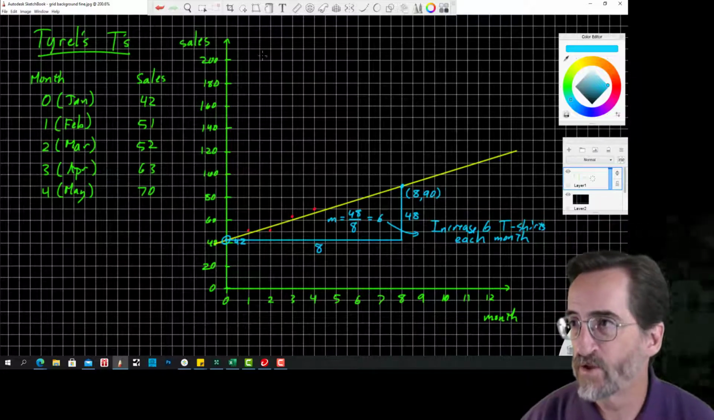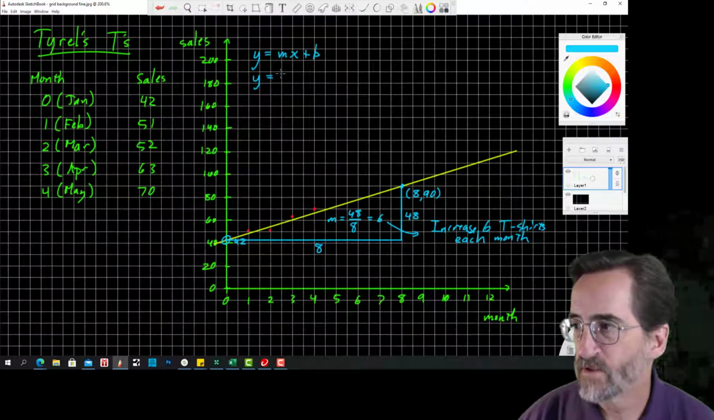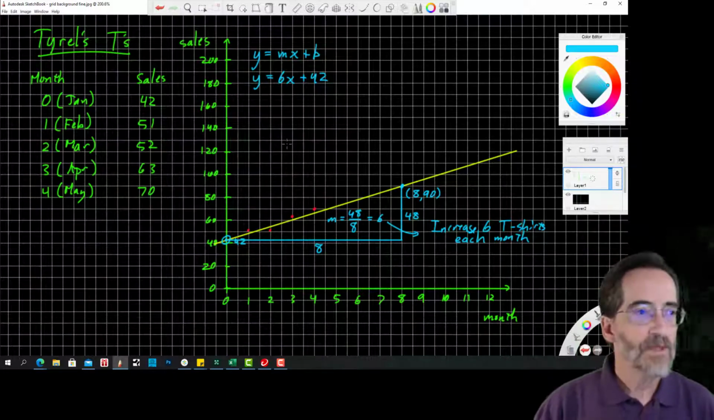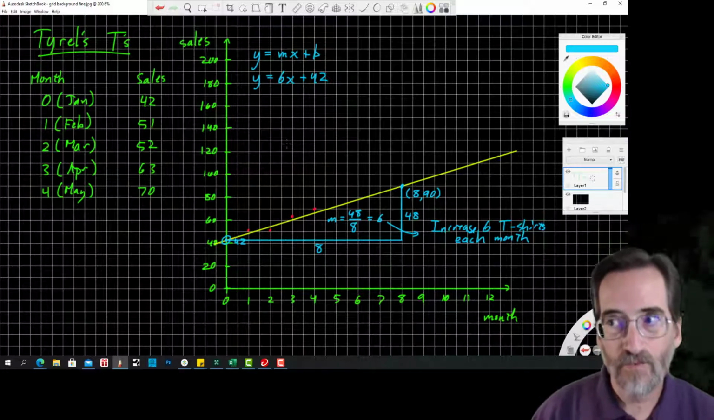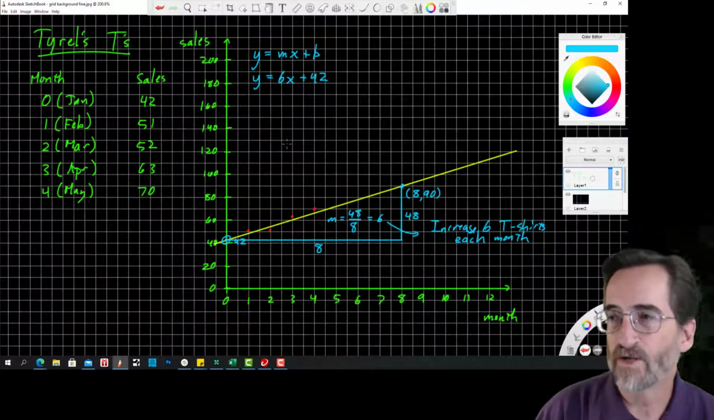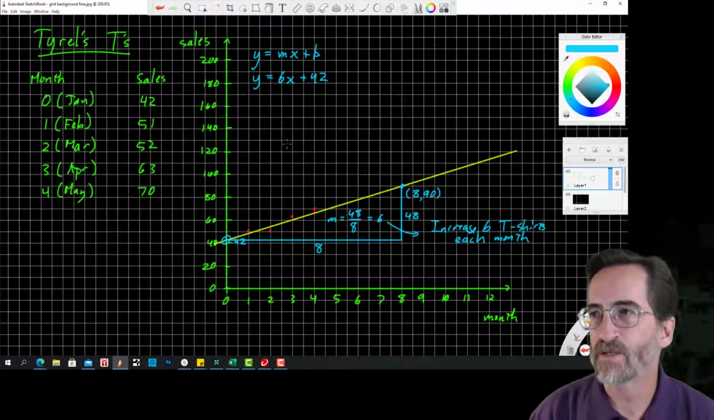But now let's write the equation. y equals mx plus b. Okay. So y equals the slope, that's 6, x plus the y-intercept, 42. Okay. And we now have a formula for a regression line. We call it a regression line, or a line of best fit. Technically, it's not a regression line.